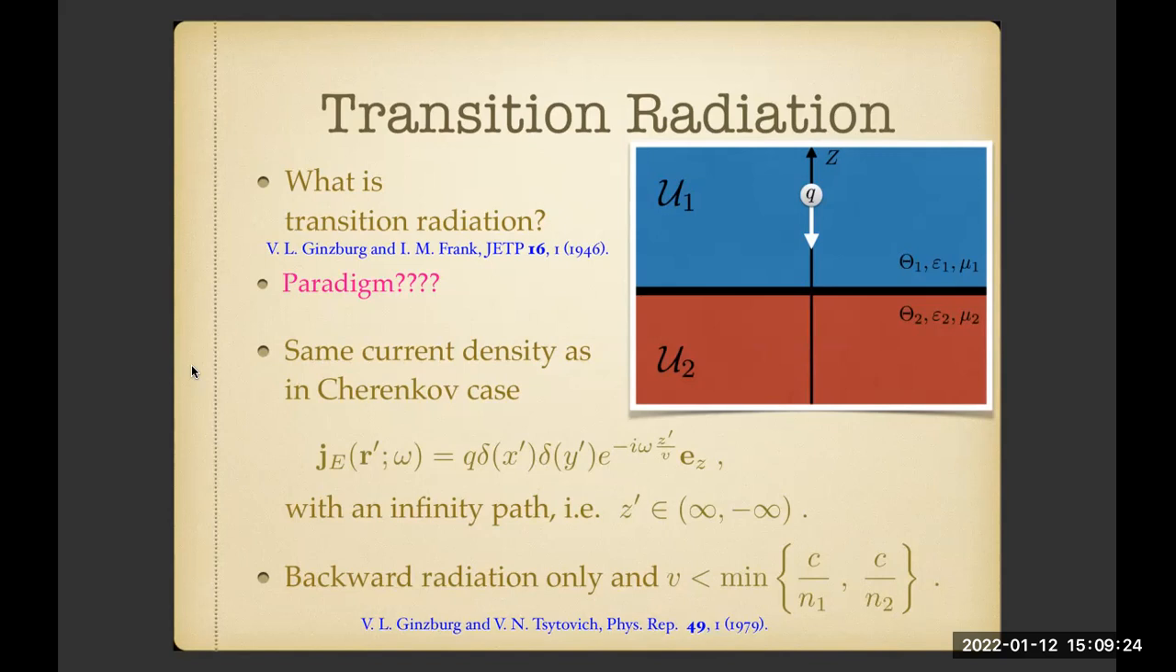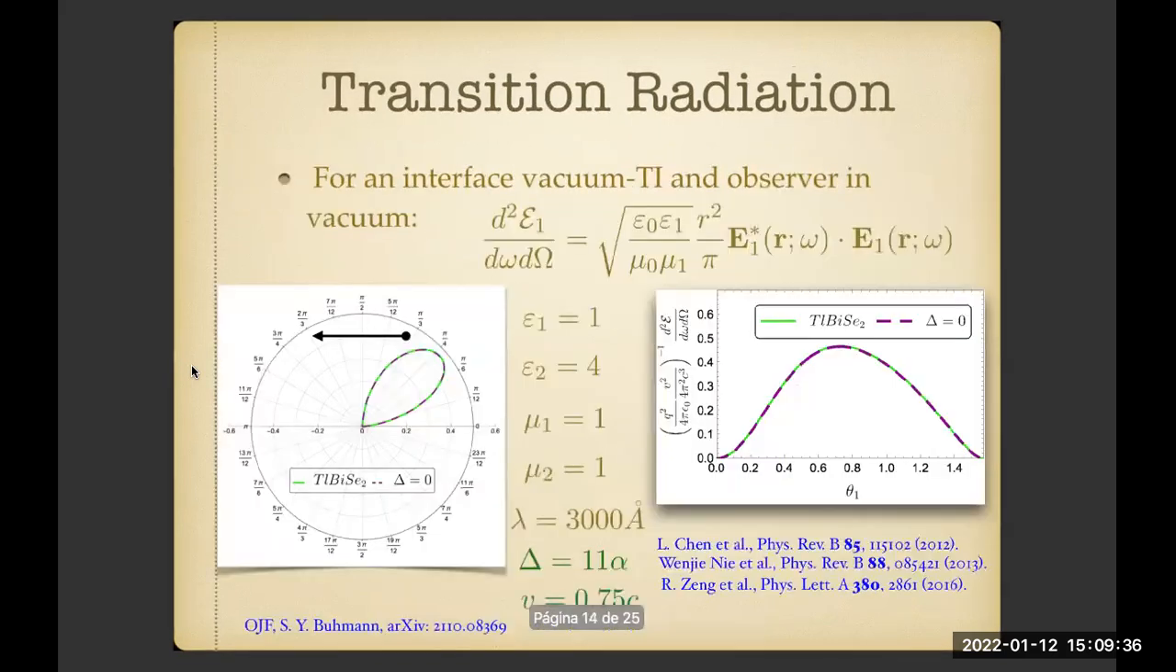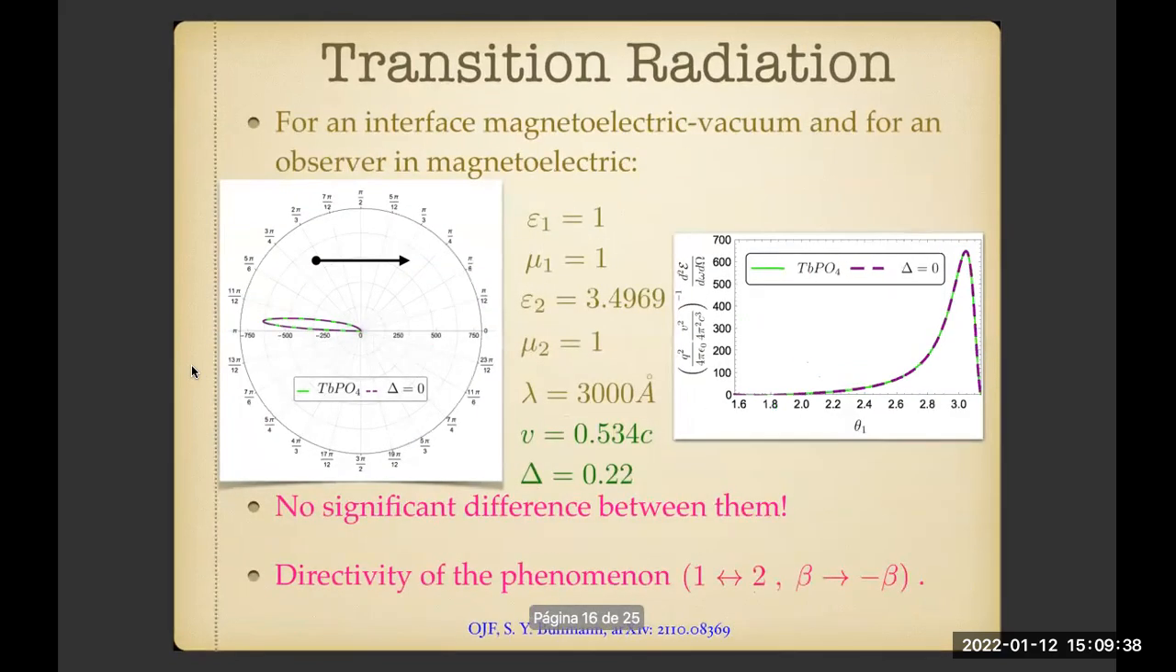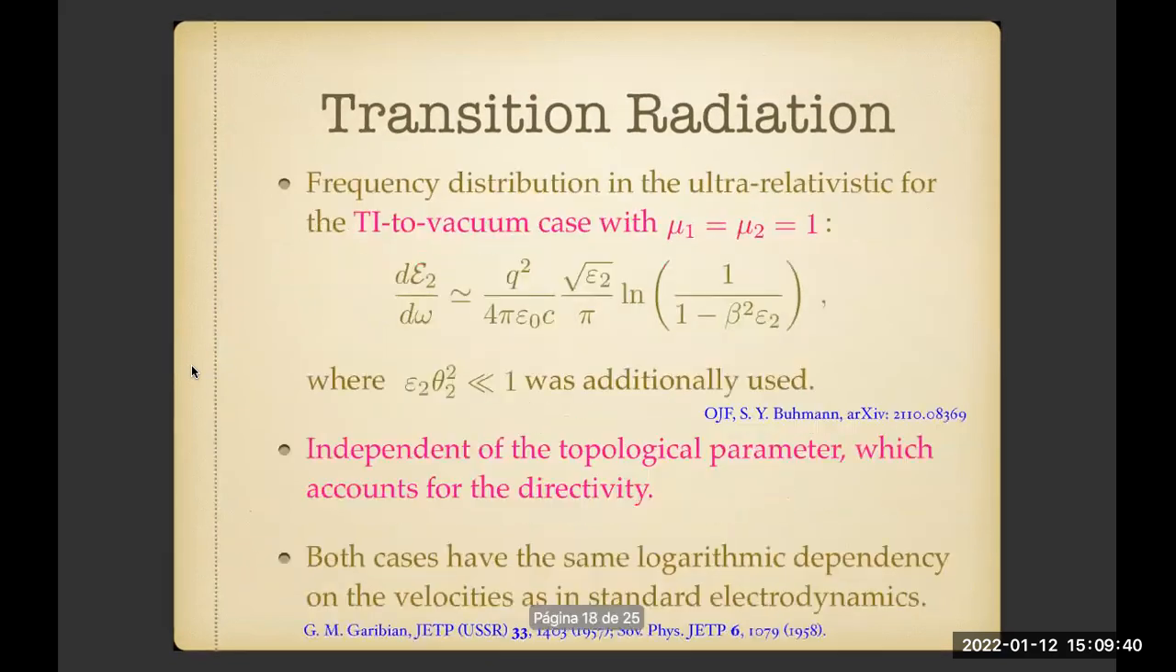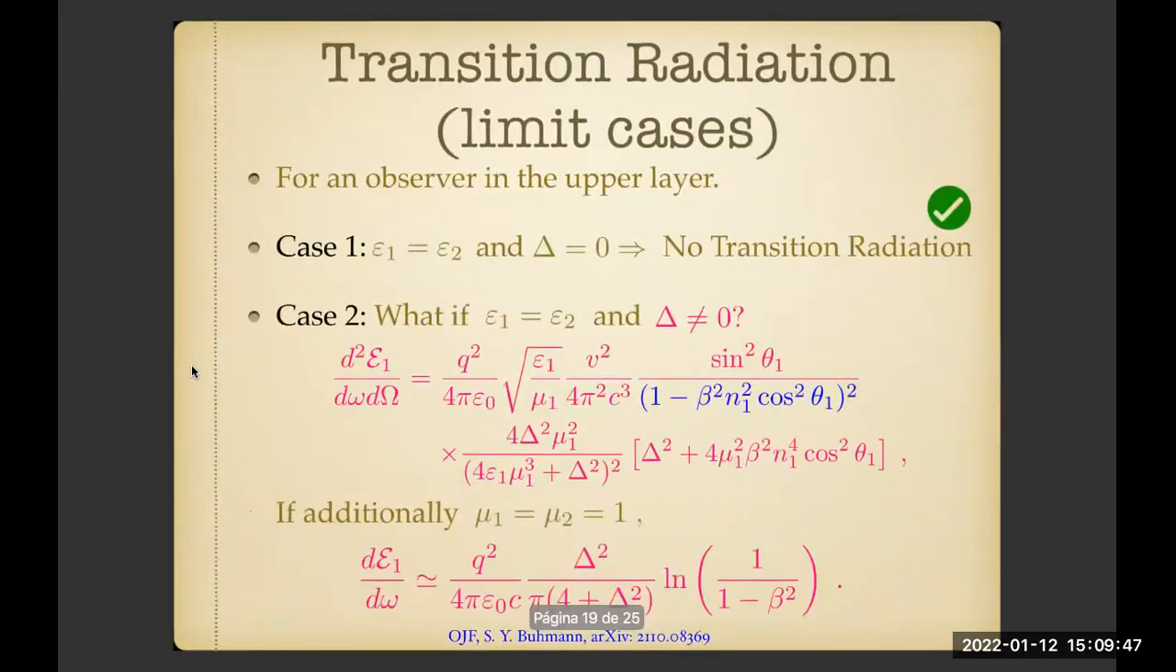So last, you show that even when epsilon1 is equal to epsilon2, you see transition radiation. Right. So in this sense, the topological parameter plays a role as a permittivity, right? Yes, it mimics the permittivity. Right. So I don't see backward cones in your plots, right? No, there will not appear backward ones.